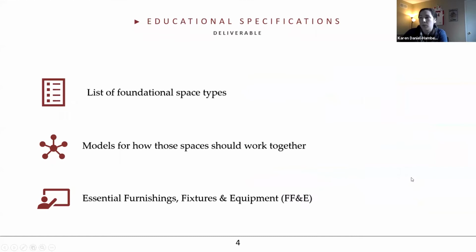So the three biggest parts of this will be the list of foundational space types. That's the compilation of space you all worked on. The models for how these spaces should work together. Again, that's the adjacency models you worked on in that PowerPoint. And then any essential furnishings, fixtures, and equipment, or we often call this FF&E. So if we were to say that and it gets confusing, that is what we're talking about, just the furnishings and fixtures.